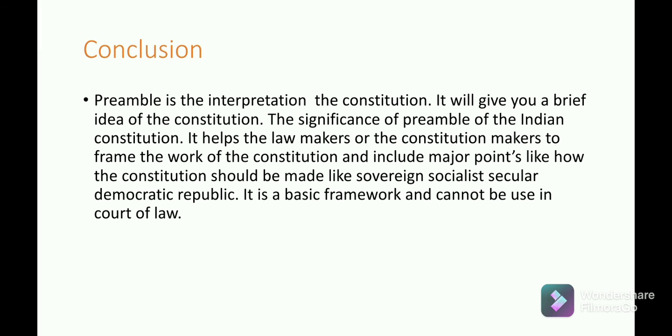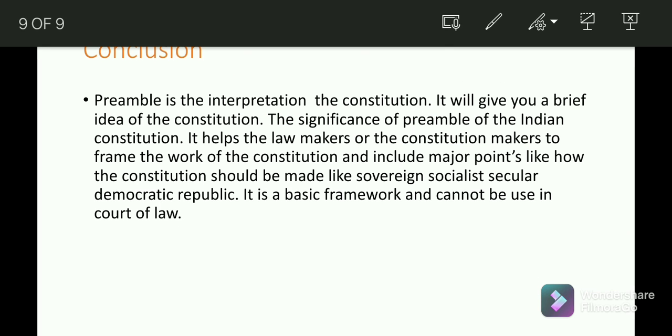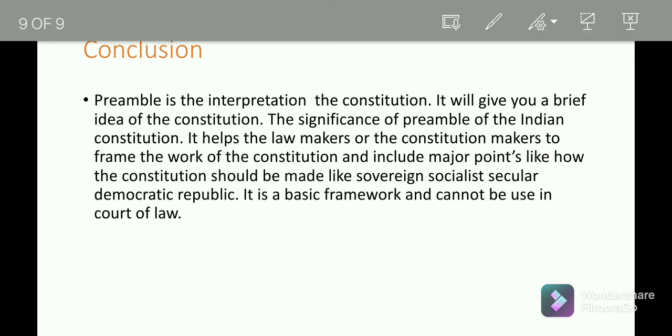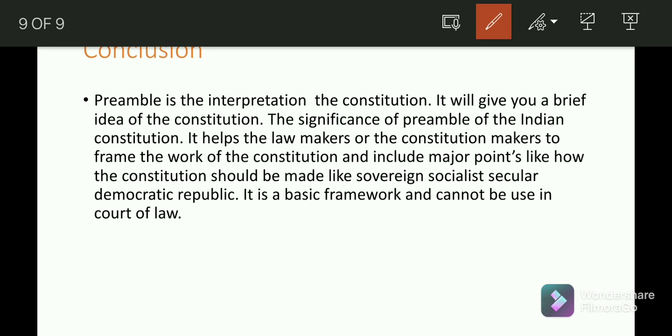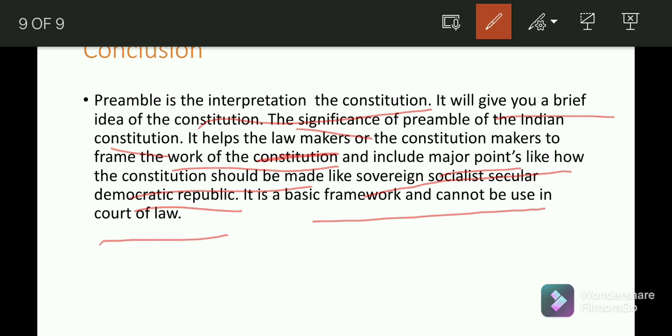Now, the last few words, which I wrote myself, are the conclusion. What I conclude is that the preamble is an interpretation of the Constitution. It gives you a brief idea of the Constitution, and its significance here is for the Indian Constitution. It helps the lawmakers frame the work and major points, like how the Constitution should be made, like social democracy, and it is a basic framework that cannot be enforced in a court of law. Thank you so much.